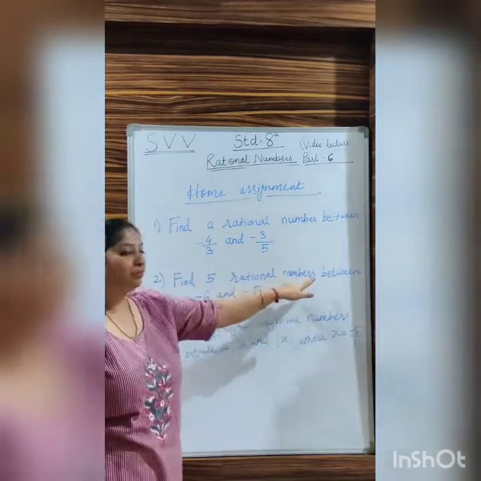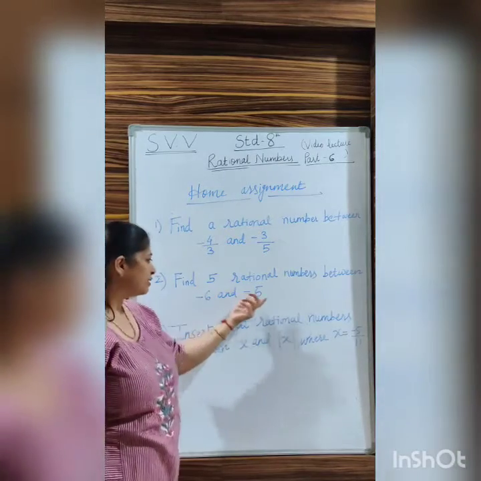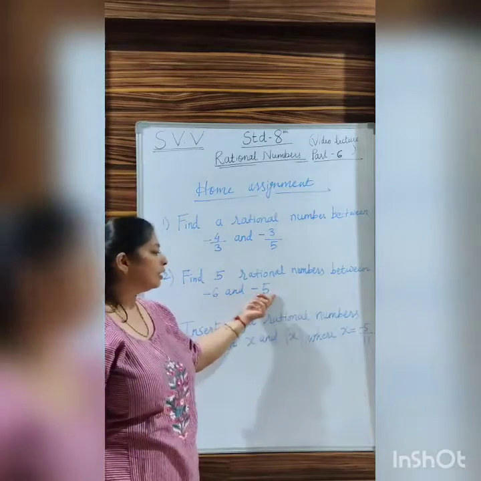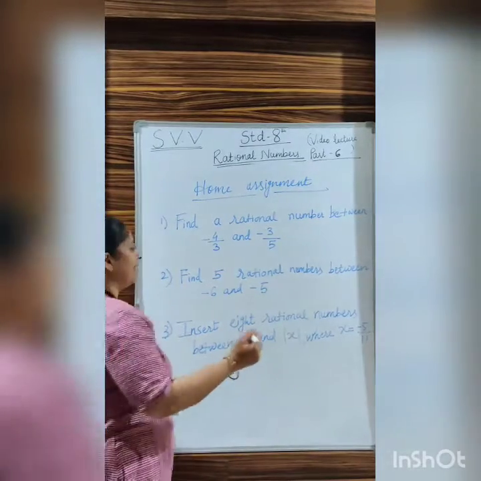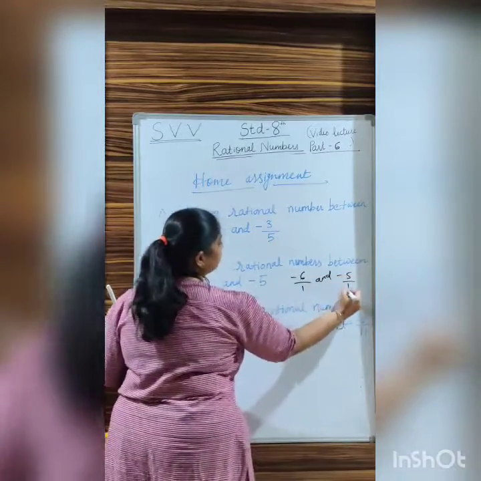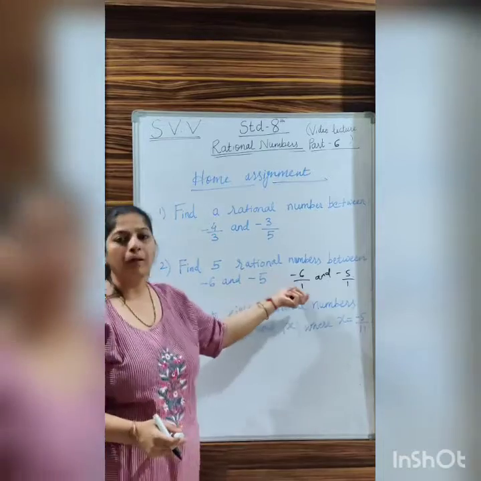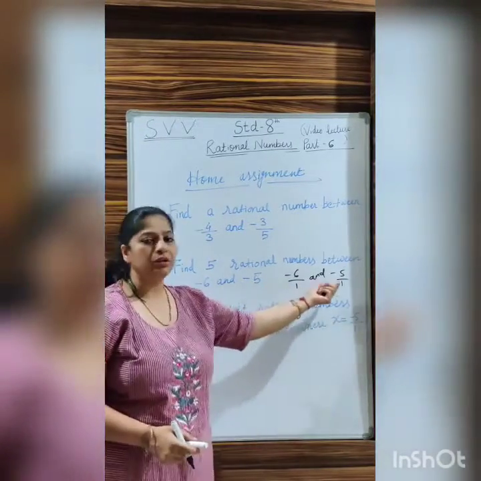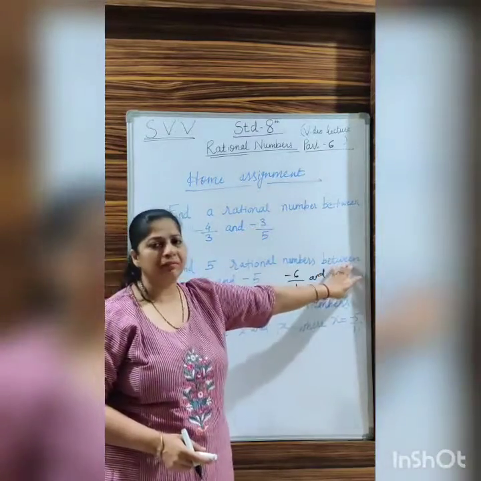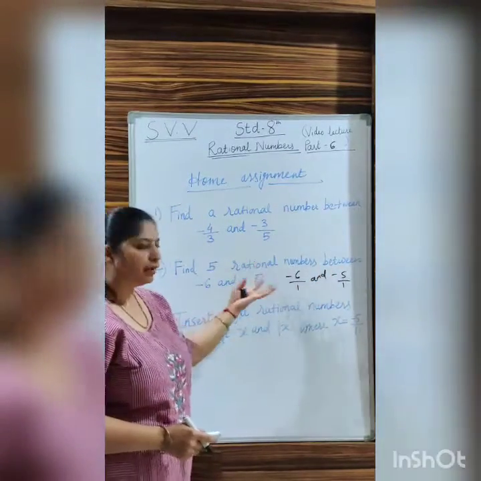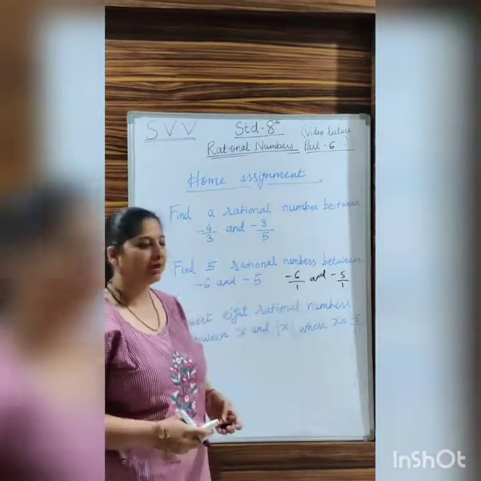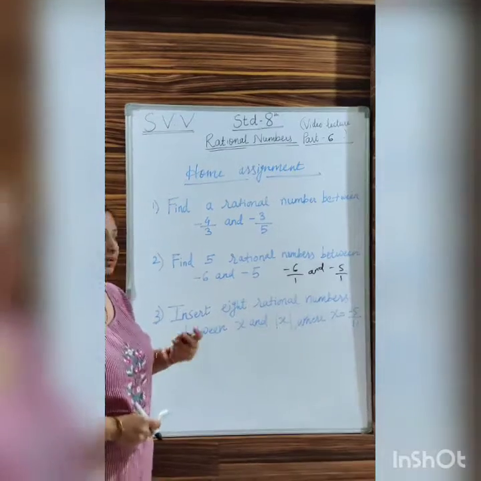Now 5 rational numbers. So you will think that minus 6 and minus 5 are not in the form of numerator and denominator, so they are not rational numbers, but we can write them as minus 6 by 1 and minus 5 by 1 to write in rational form, because 1 can be written in the denominator. Now again, to make the gap between minus 5 and minus 6, you have to multiply according to how many rational numbers you have to find, in the numerator as well as the denominator of both rational numbers.